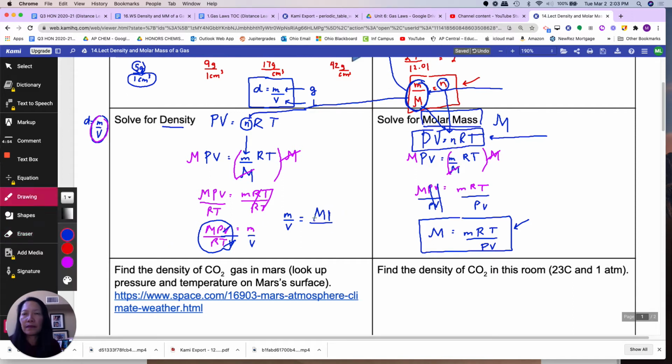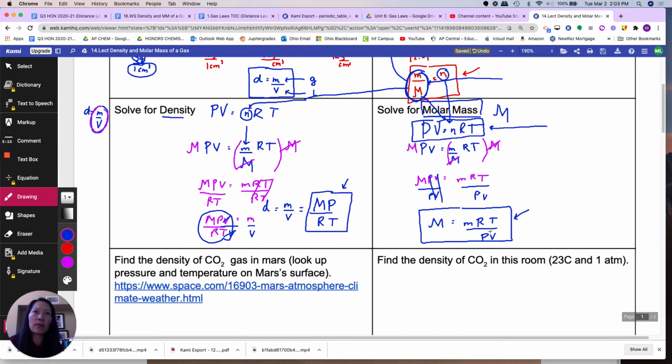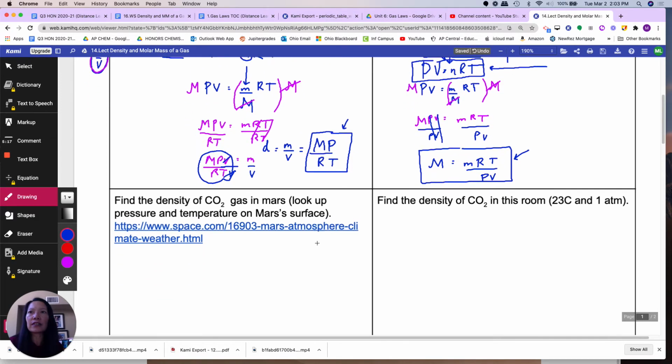MP over RT. Okay, and this will be equal to density. Okay? Again, you are not allowed to memorize this. You must derive it all the way from PV equals nRT. That way, just memorize one formula and you can get the density of a gas, the molar mass of a gas, and all the other gas laws.